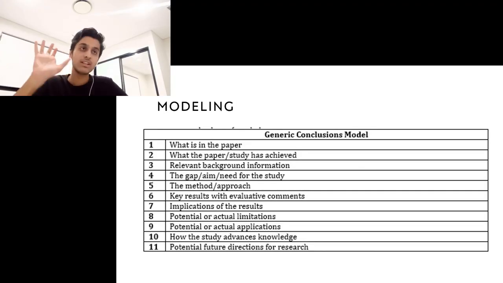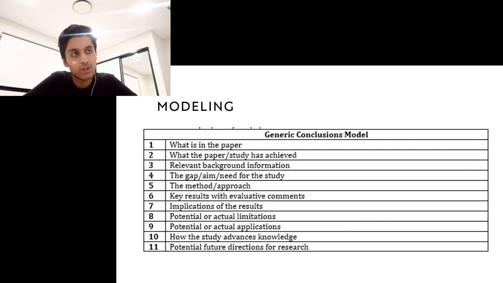Next, now let's look at the generic conclusions model. So there were only two key points. So when you're writing your conclusion, you want to start with what was in the paper. So you give them a recount. Then you talk about what the paper or study has achieved. So now you're looking at the positive aspects.